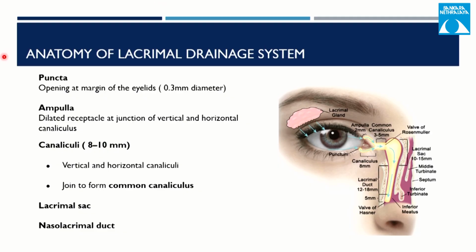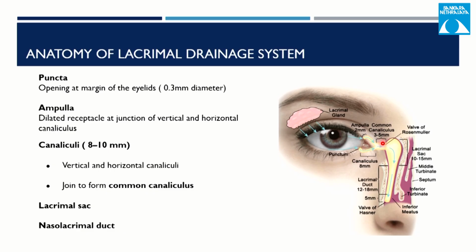Now puncta, they are the openings at the margin of the posterior lamella of the eyelids. These puncta open into the ampulla for 2 mm, after which it angulates at 90 degrees for another 8 mm. The upper and the lower ampulla connect to form the canaliculi. These upper and lower canaliculi connect to form the common canaliculus, which then runs for 3 to 5 mm.